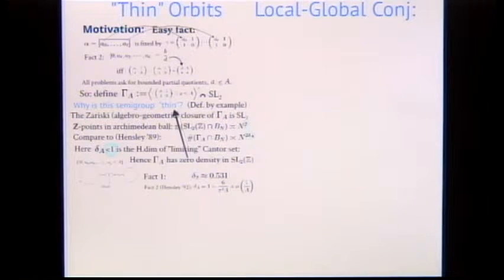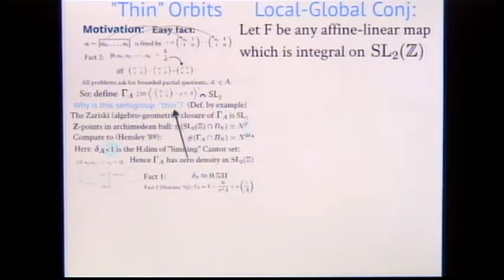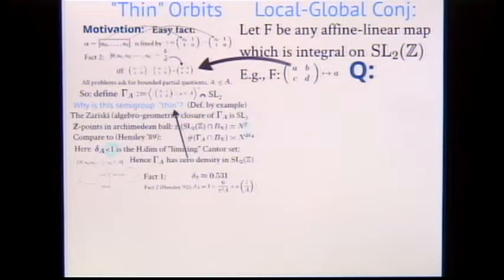So what's the local-global conjecture? Well, let me put it this way. You give me your favorite affine linear map, which is integral on SL2Z, say. For example, what kind of maps do I care about? How about, for the Zaremba problem, I want the 1-1 entry. So let me take the 1-1 entry. That's an affine, in fact, it's a linear map. Okay. So what's the question?